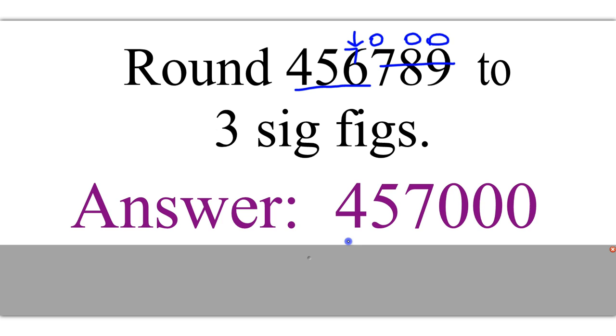Try another example. Round this number to 3 significant figures. The question is, does this stay a 6 or round up to be a 7? Since it's followed by a 7, we're going to round it up to be a 7. And then, what happens to my 7, 8, 9? They're going to become zeros to keep the value of my number. So this will be 457,000.